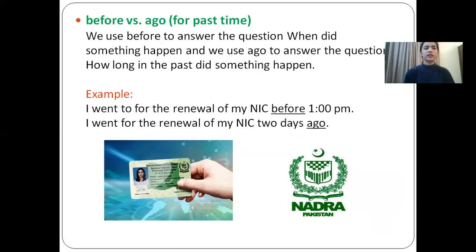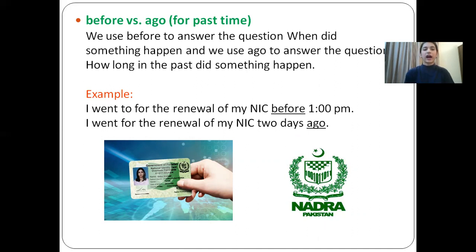Okay, now similarly, there is one other pair of problem prepositions, which is before versus ago, and we use before and ago for past time. We use before to answer the question, when did something happen? And we use ago to answer the question, how long in the past did something happen?